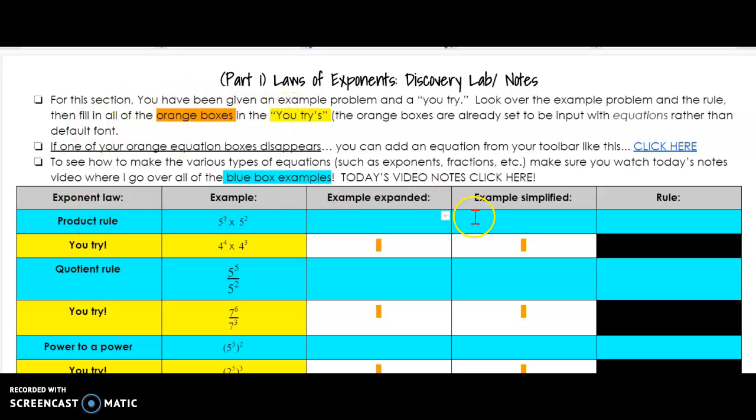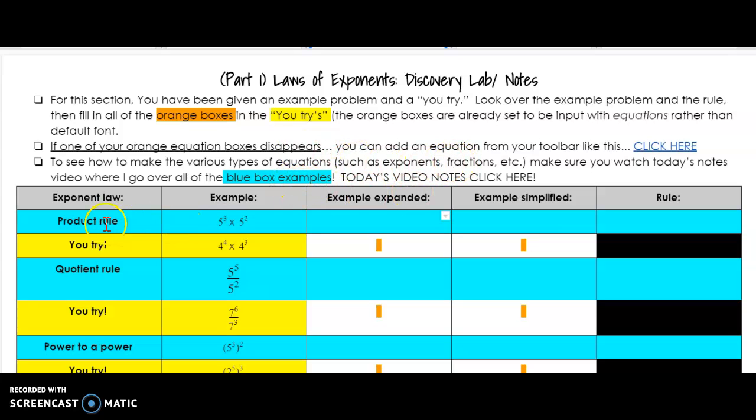That's the blue problems that I'm going to work through, and then a U-try. The U-tries are the yellow problems, and when you go to do this on your own, you're going to fill in these two boxes for the U-tries. You don't need to retype the rule. Okay, if one of the orange equation boxes disappears, you can always add an equation, and I'll show you how to do that, or you could click here to see how to make the various types of equations. You can watch this video, which is already on there.